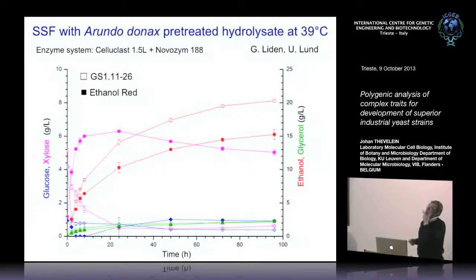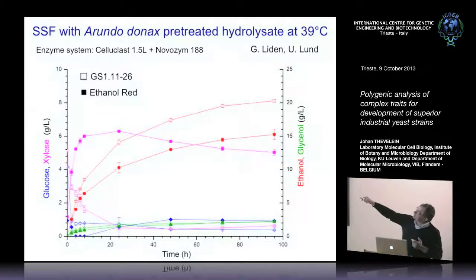We also did in the project, done by Gunnar Lidén in Lund, simultaneous saccharification and fermentation, where you do the enzymatic hydrolysis and the fermentation together. And you can see here the glucose is used very, very fast, because as soon as the glucose is produced, the yeast uses it. The xylose is accumulated, but then is also used very well, at least by the evolved strain, the open symbols. The original strain cannot use the xylose. That's why the xylose accumulates, you see.